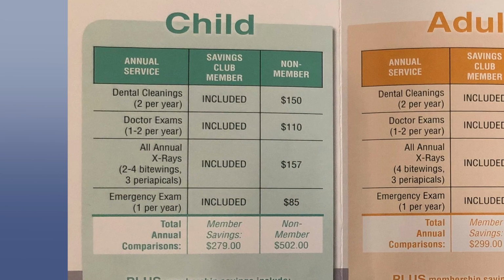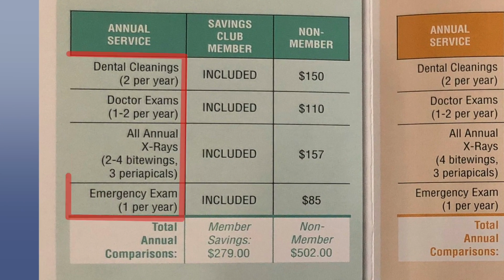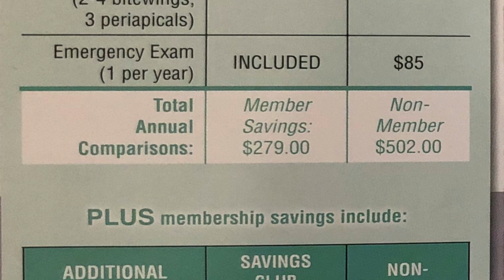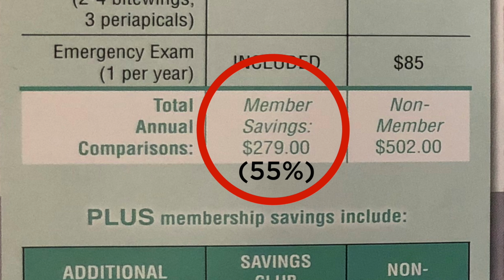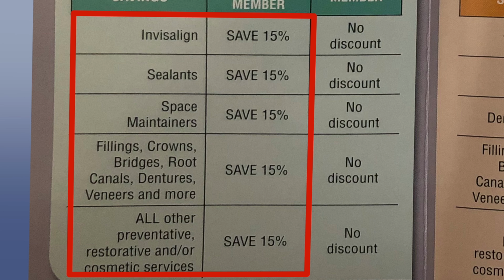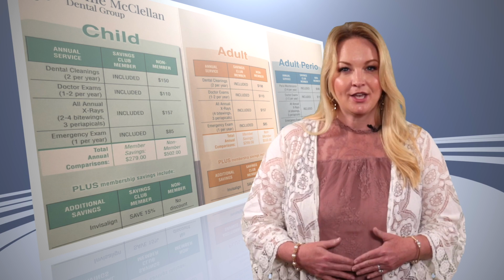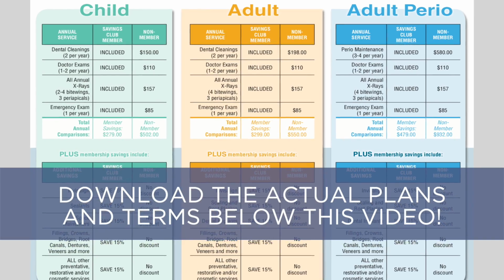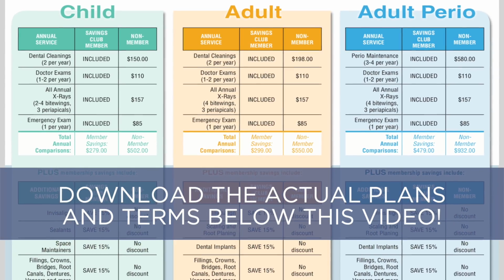Finally, for children, we offer the same preventive basics as healthy adults: 2 cleanings, 2 exams, x-rays, and 1 emergency. These plans typically range from $249 to $279, and that's exactly what we charge, keeping the membership price in that 50 to 55% range of our full fees. And again, a 15% discount off of restorative and everything else. So those are the plans by the numbers. We've included downloadable copies of each of the 3 versions of our Membership Savings Club.